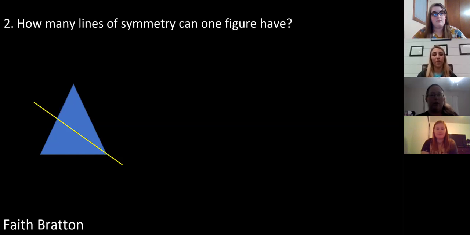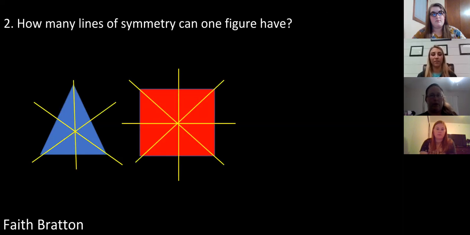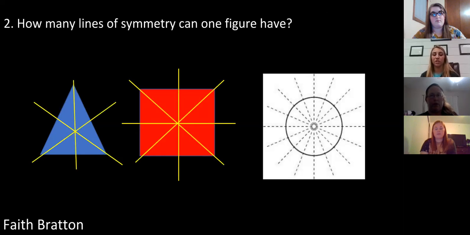Okay, for this first one, we have a triangle. This triangle has 3 lines of symmetry. As you can see, it has 1, 2, and 3. The next figure we have is a square. Okay, this one has 5 lines of symmetry, or 4. Okay, as you can see, the different ones. And the next one is a circle. The circle has infinite lines of symmetry, which means that it can be folded or rotated any kind of way, and no matter which way you fold it or rotate it, it will have a line of symmetry. So there's endless amounts.